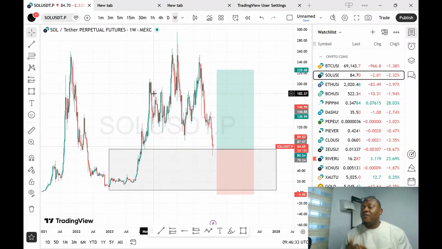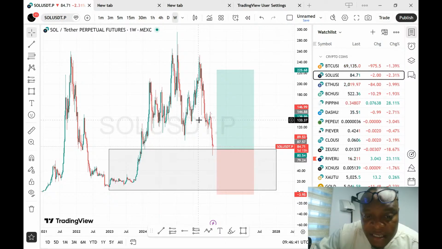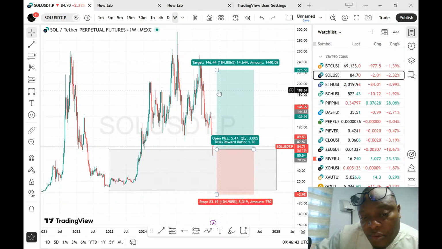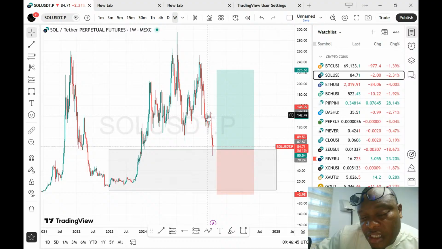So I will wait for a further dump or a retracement that will give me a break of structure, and I will fight for a long. But currently, after it tapped this order block, it went up. It has not done what? A change of what? Character.